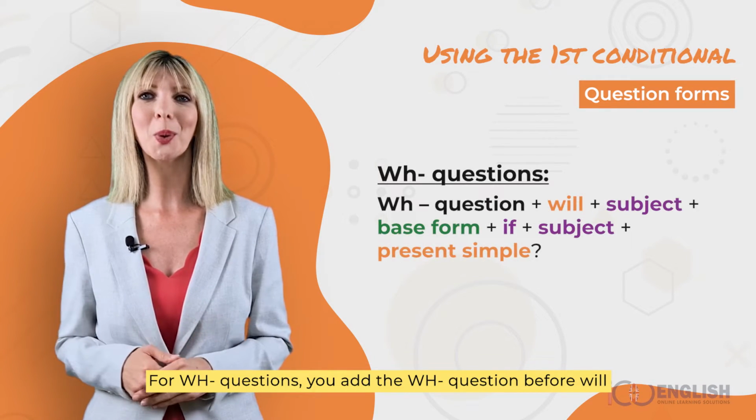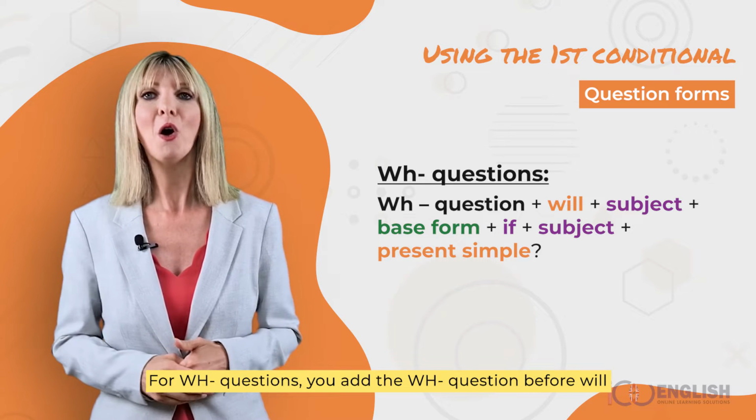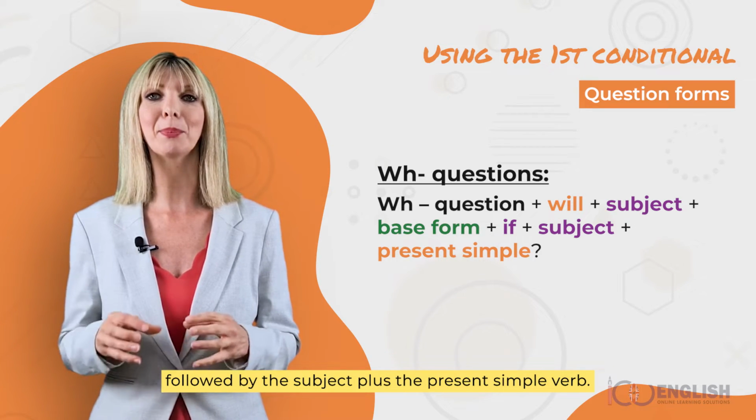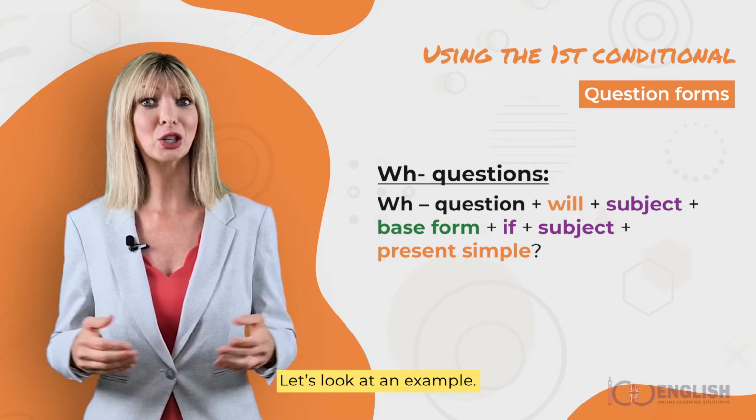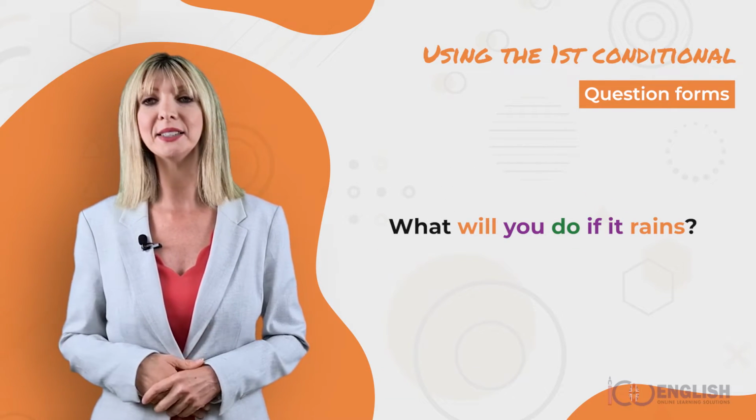For WH questions, you add the WH question before will followed by the subject plus the present simple verb. Let's look at an example. What will you do if it rains?